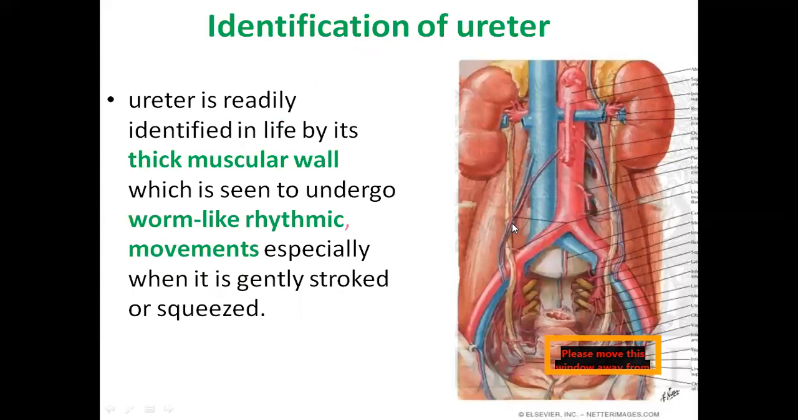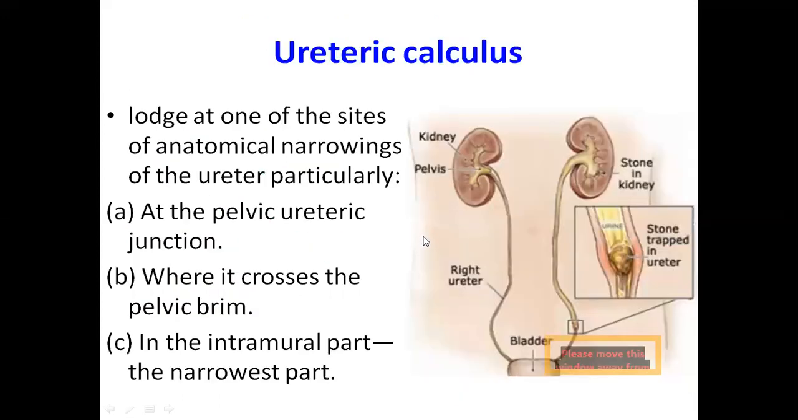Now, the identification of the ureter. Ureters are of course readily identified in life by their thick muscular wall, which is seen to undergo worm-like rhythmic movements, especially when gently stroked or squeezed. Now, ureteric calculus, that is stone, lodges at any one of the sites of anatomical constriction of the ureter. Particularly, we see it at the pelviureteric junction, where it crosses the pelvic brim, and where it enters the wall of the urinary bladder.